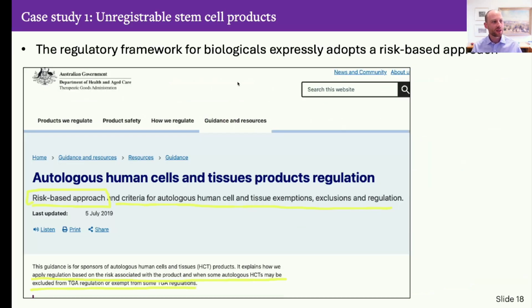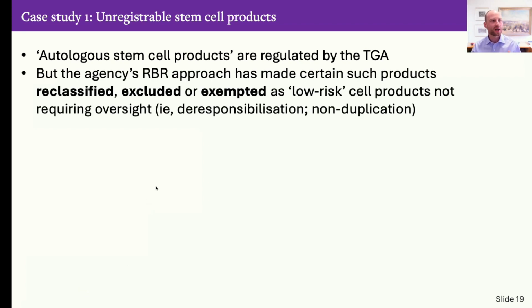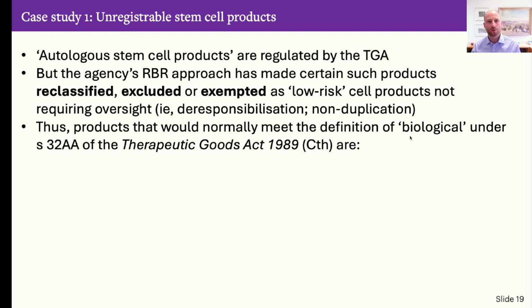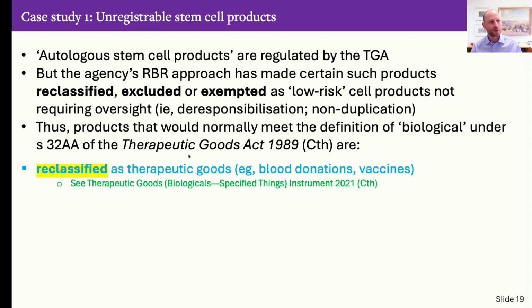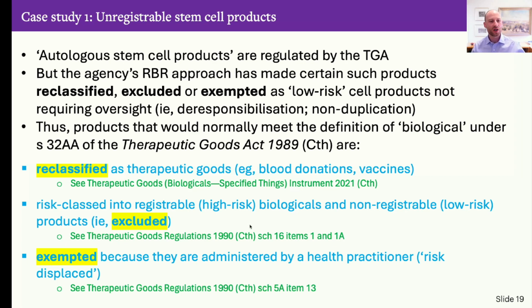So in the first case study, stem cell products, we can see that the TGA takes a risk-based approach for regulating stem cell products. It says it on the website. Autologous stem cell products are regulated by the TGA, but the agency's approach has made certain stem cell products reclassified, excluded, or exempted as low-risk products. This is the RBR approach. It's about de-responsibilization. Thus, products that would normally meet the definition of a biological under Section 32AA are either reclassified as therapeutic goods rather than biologicals, they are excluded from the biologicals framework as something that is low risk, or they are exempted because they are administered by a health practitioner and the risk involved in the administration of the therapy is displaced to the hospital or to the practitioner.